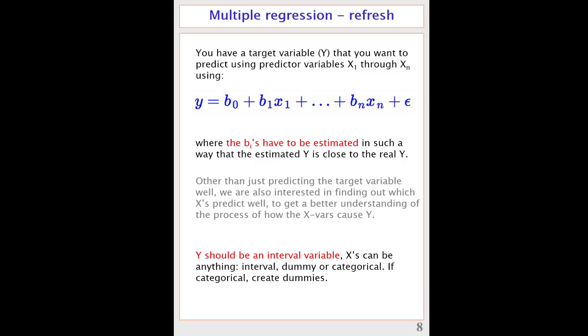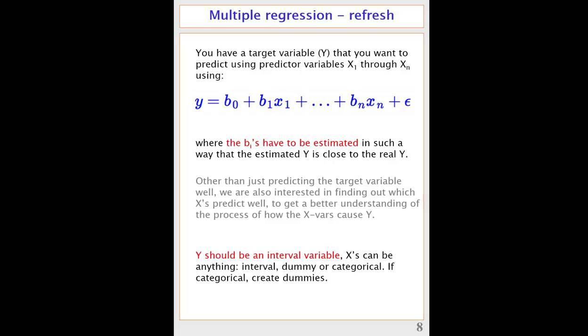Okay, so that's the data that we're going to go through. This was what multiple regression was. We're trying to predict a target variable y. Y has to be interval scaled, otherwise it's not multiple regression. And the predictor variables could be anything, either interval or categorical.